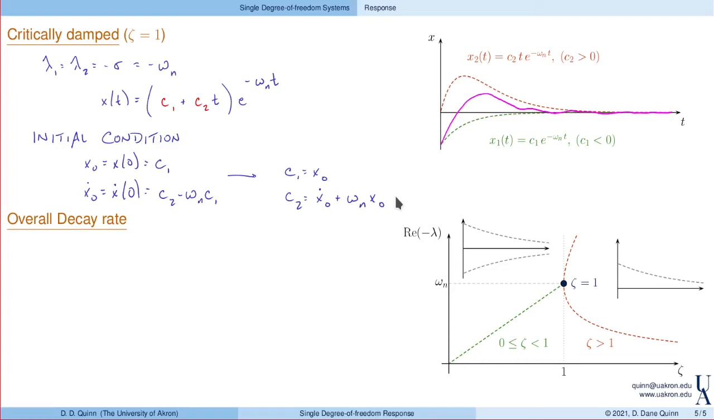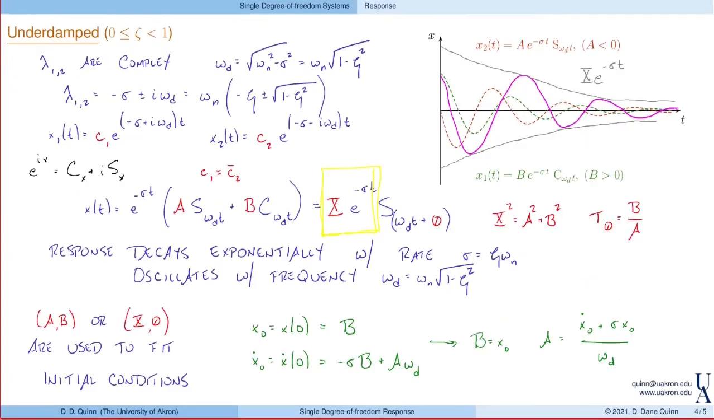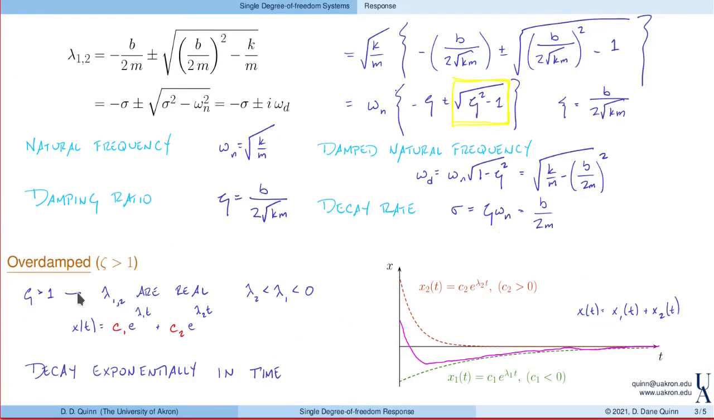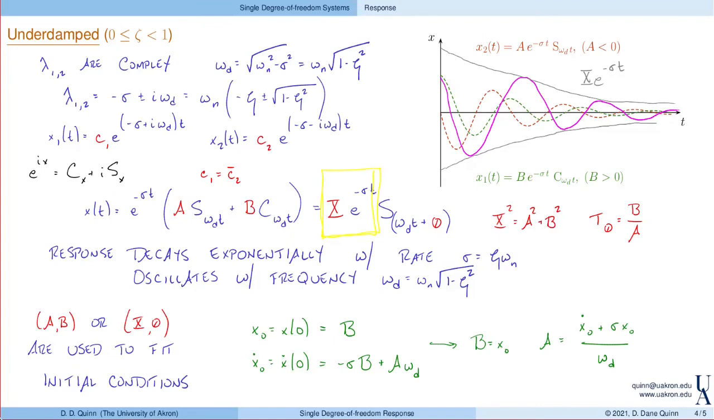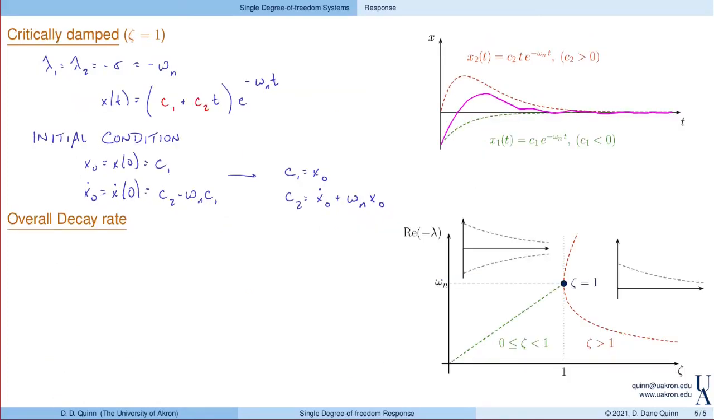So these are those three cases. We had started off with an overdamped system, so that's zeta greater than 1, so that we get real solutions. Then I did an underdamped case where I get complex solutions, and we see that the response oscillates as it decays. And then finally we did a critically damped system so that the two values of lambda are actually identical.